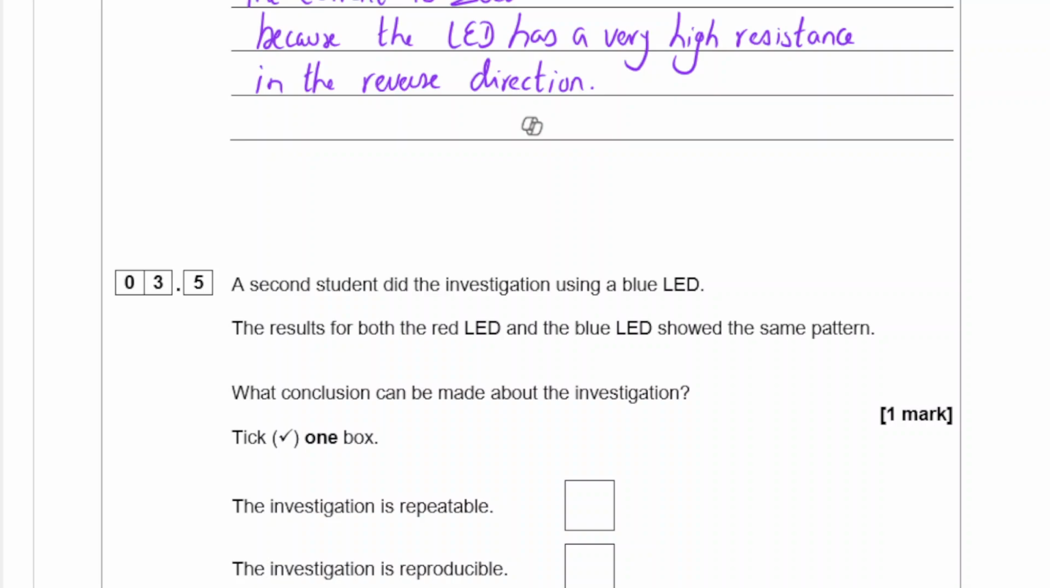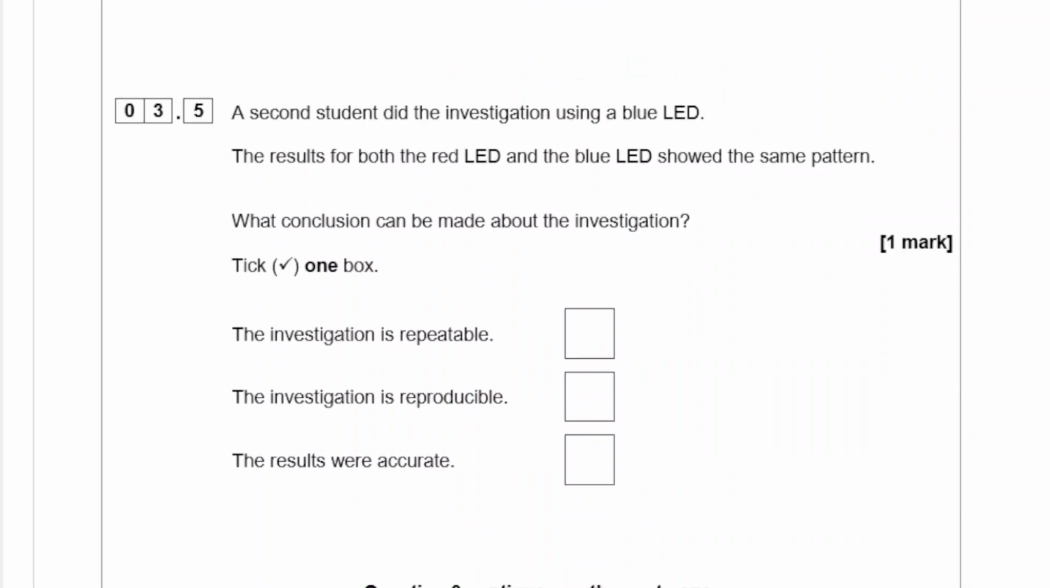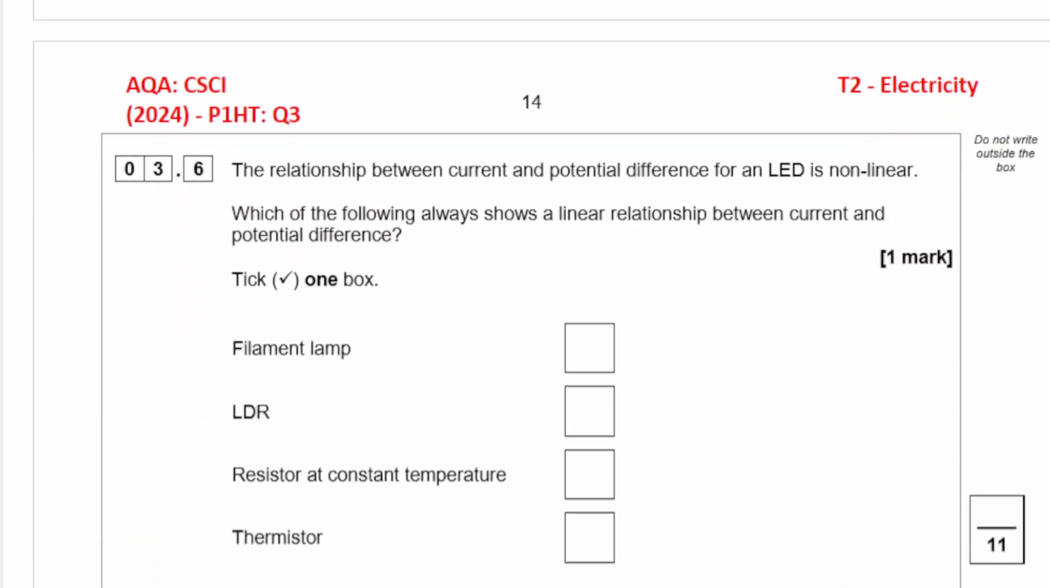A second student did the investigation using a blue LED. The results for both the red LED and the blue LED show the same pattern. What conclusion can be made about the investigation? Now, if you are getting the same pattern, is it repeatable or reproducible? Now, if you're getting the same pattern, then it's reproducible. The relationship between the current and potential difference for an LED is non-linear. It's not a straight line.